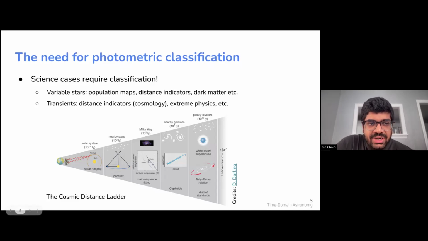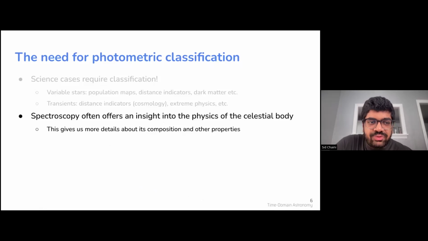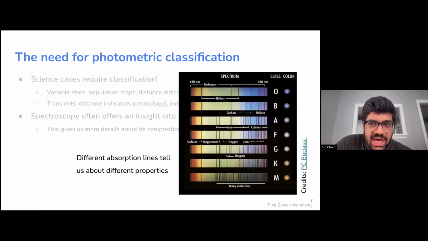But at the end of the day, if we want to do anything with these objects, we have to be able to classify them. And typically, this classification would be done by spectroscopy. So by looking at a star's spectrum, we can look at different absorption lines in that spectrum. And that can tell us much more about its chemical composition. And then we can look at its physical properties like color, temperature, size, and so on.